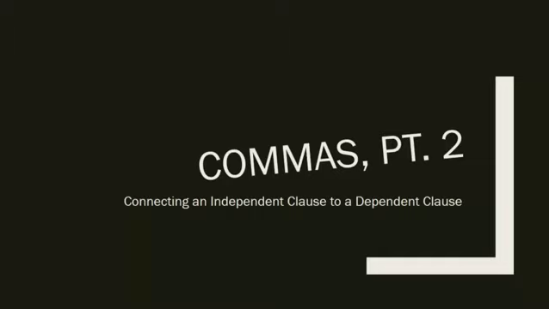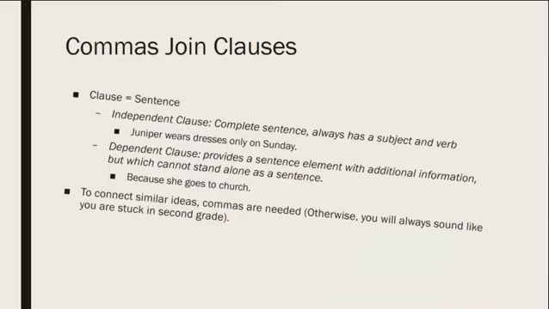So commas part 2 is talking about connecting an independent clause to a dependent clause. Last time we talked about two sentences getting joined together. Here you have a sentence being joined to a sentence that's got something extra tagged on, which makes it an incomplete sentence. So here's what we mean by that.